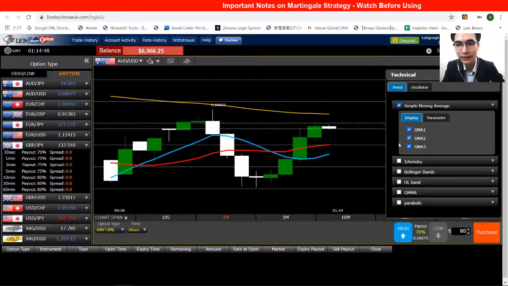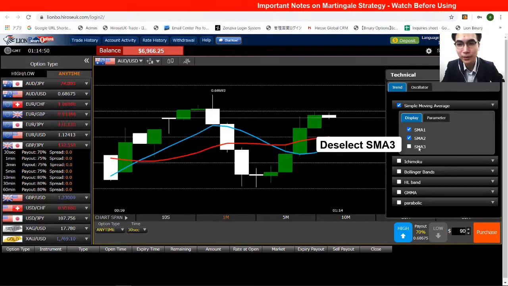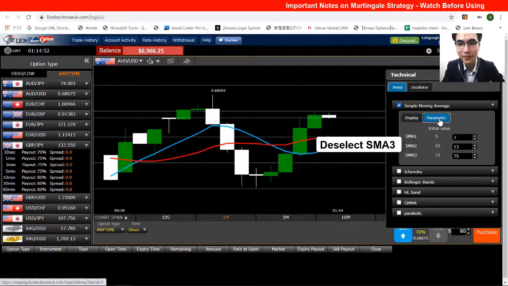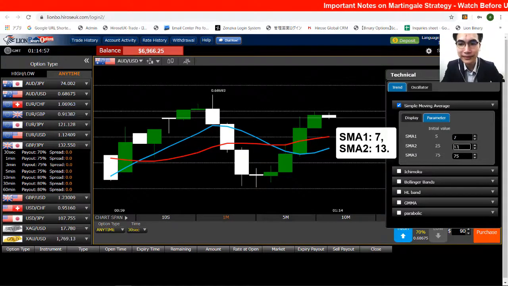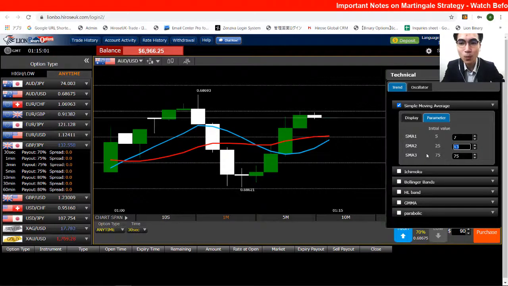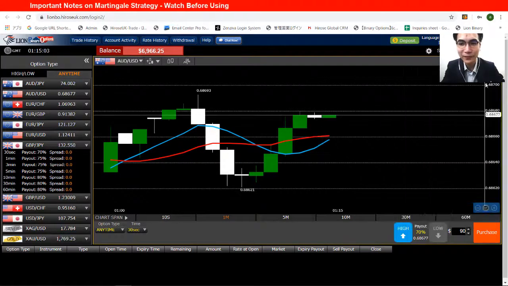Okay, so next we'll deselect the SMA3, so we only keep the SMA1 and SMA2. And then for the parameters, SMA1 we set to 7, SMA2 we set to 13. So again, SMA1 is 7, SMA2 is 13.